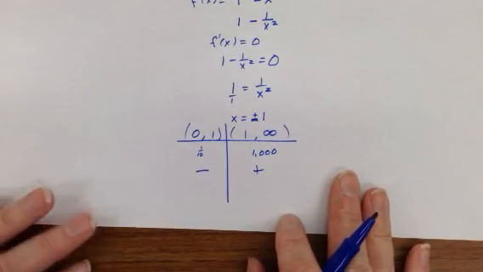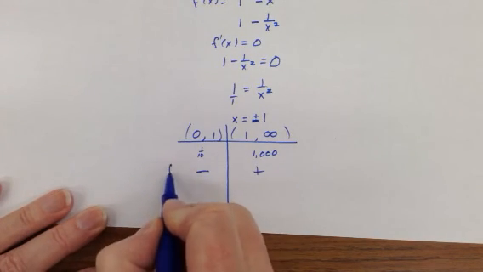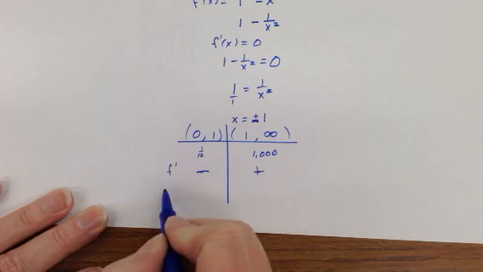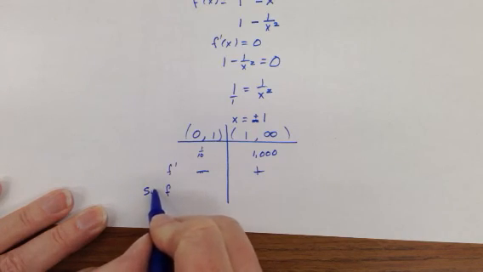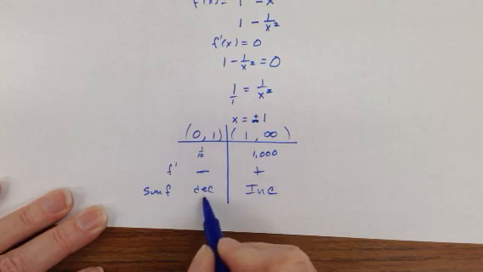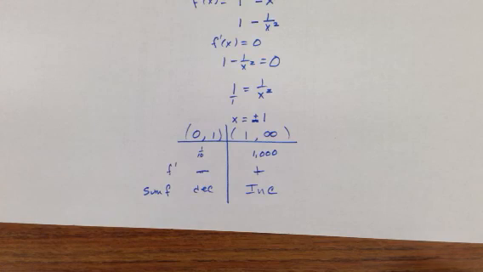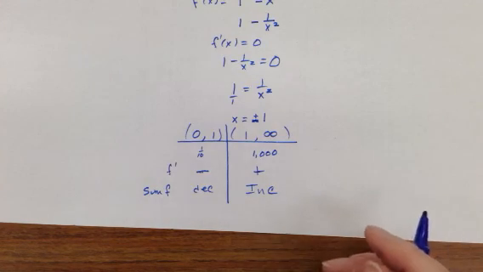So F stood for the sum. F prime was negative, F prime was positive, so F, the sum, is decreasing, then increasing. We have minimized. So our answer is going to be when x is 1, the reciprocal is also 1, your two numbers, 1 and 1. There you have it.